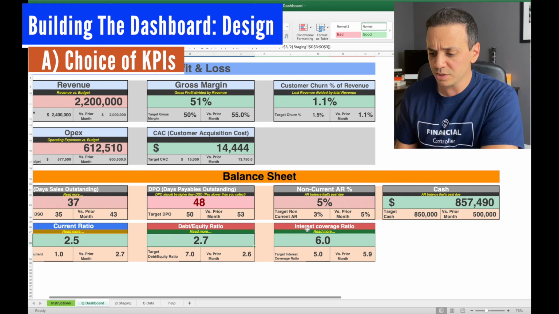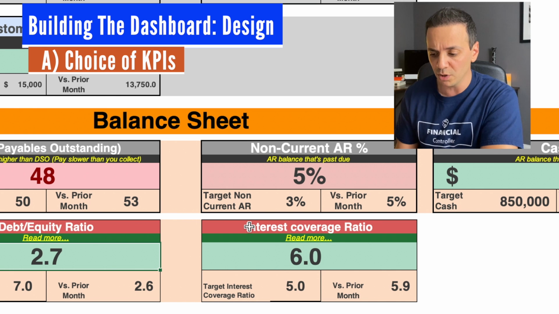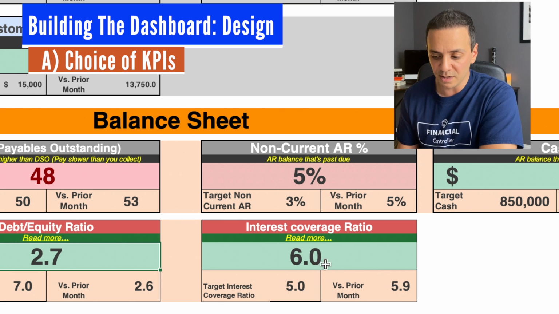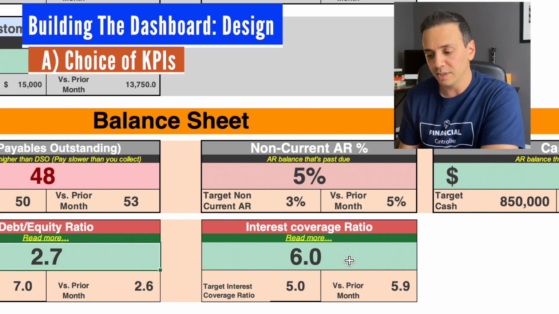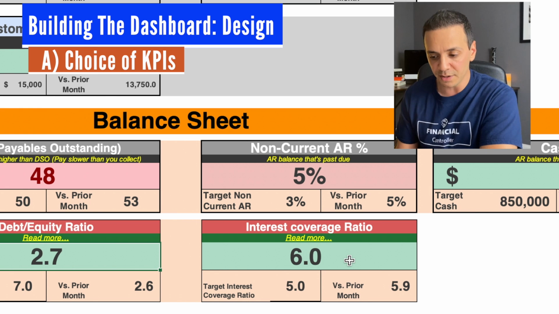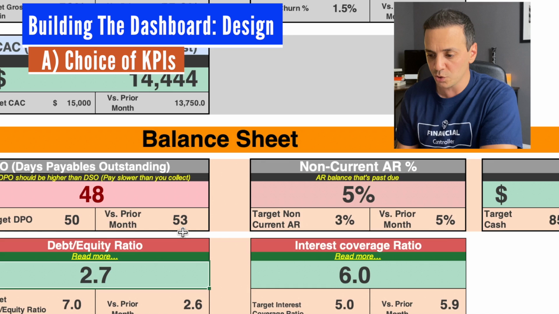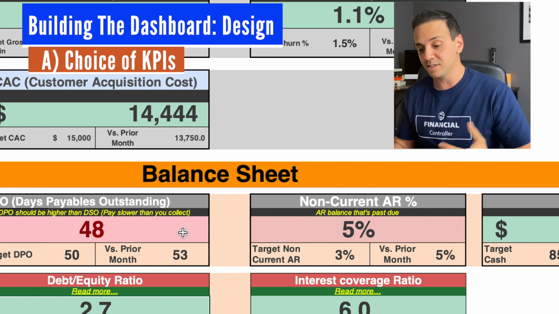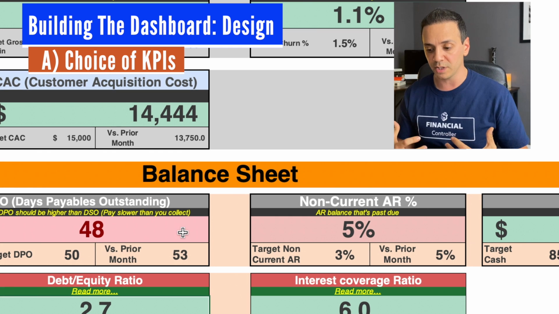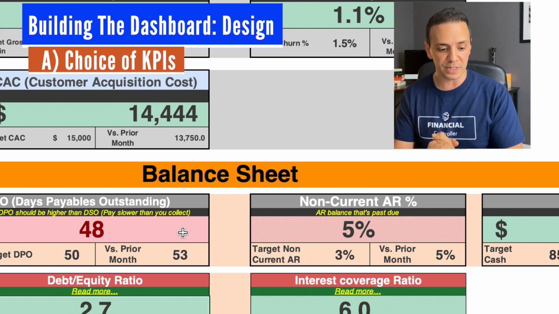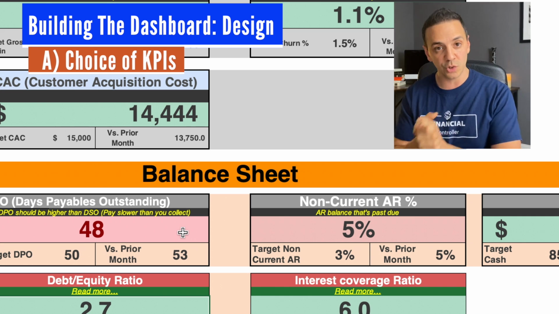And then interest coverage ratio is good when you have long-term loans, so that you know right off the bat if you have net income that's enough to cover your interest payments. So on a monthly basis, in this company here, I'm making 6 times the amount of interest in net income. So this is really good, right? So this is a good KPI to include. So this is the choice of the KPIs I included. Again, these are my choices as a controller of the company. You can make your own choices, come up with what's important to you and your business. So this is as far as the choice of KPIs.